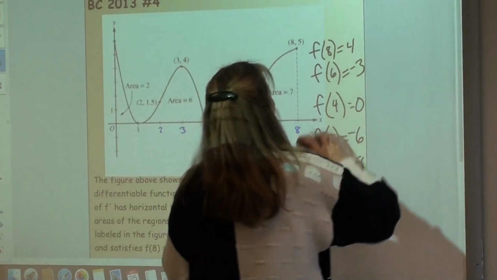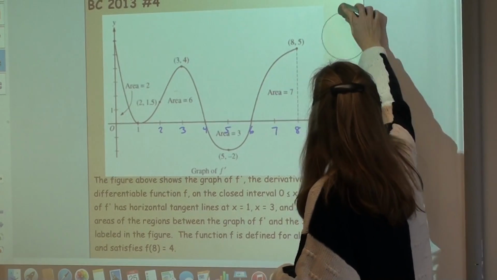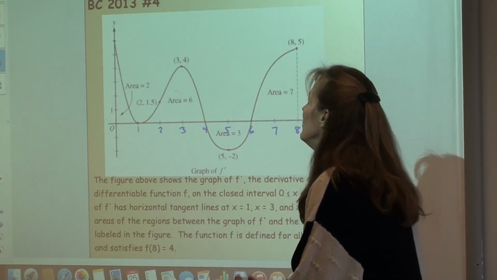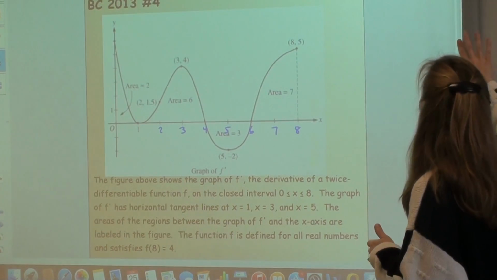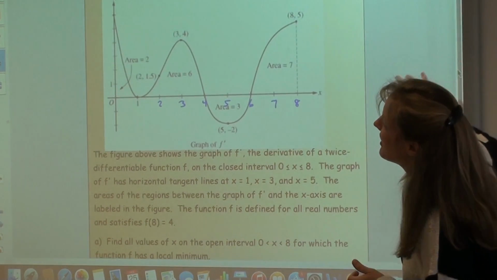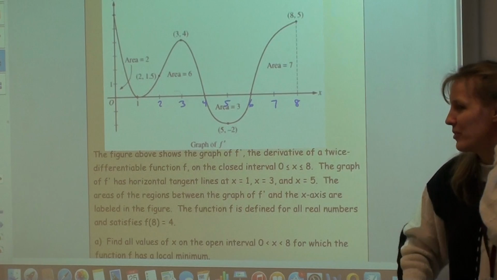All right, so we have a few minutes, and I want to take a few minutes to do a quick review problem. This is a fun one. We have time, there's always time for review.